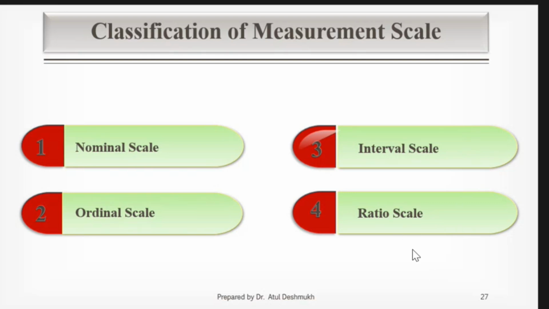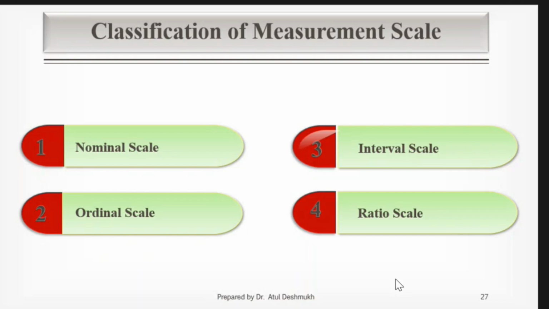Ratio scale is the only full scale or absolute scale where the starting point is 0 and all mathematical operations or manipulations are possible. Whether it is division, product, addition, subtraction, everything is possible in case of ratio scale. So these are 4 scales.